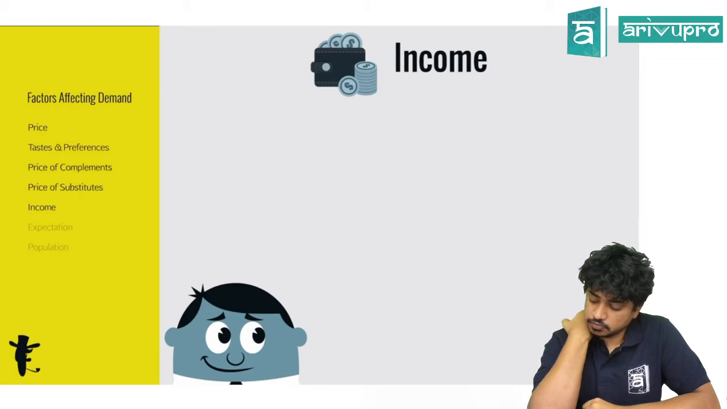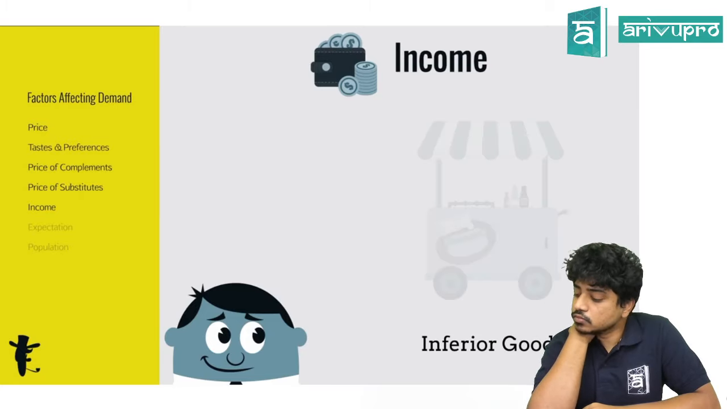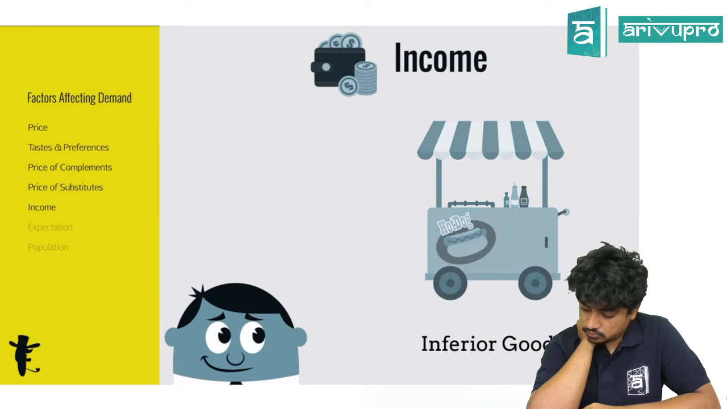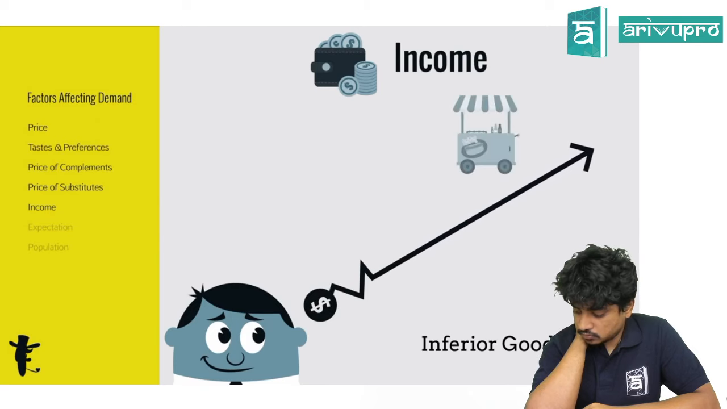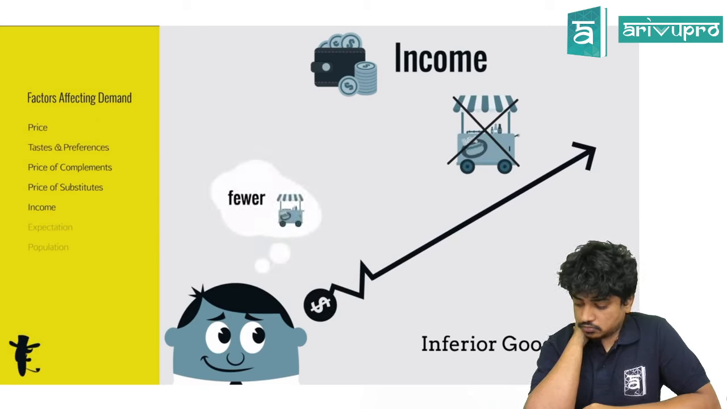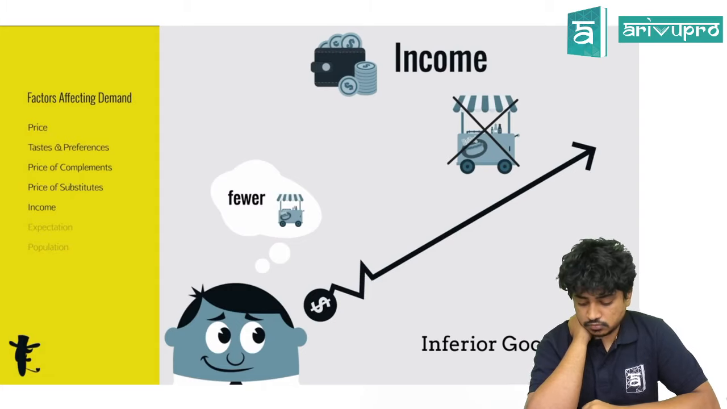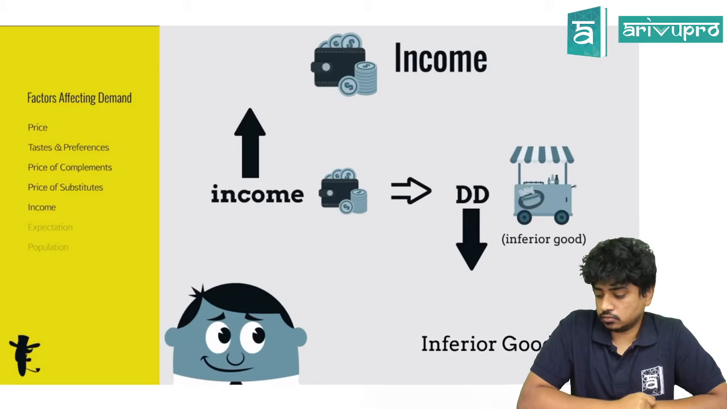There's another category of goods called inferior goods. For example, food from roadside stalls. Perhaps your income increases, and you think, this food is inferior. You have more money, you want to eat in a restaurant now. When our income increases, we demand fewer inferior goods.